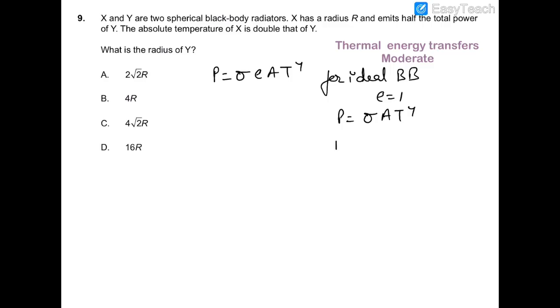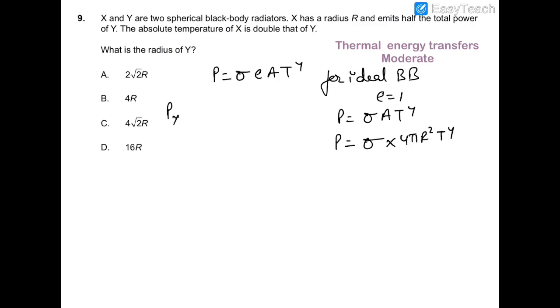So first of all, let us see the formula which is used in this question. That is sigma E A T to the power 4. And for ideal black bodies, E is 1. So power will be sigma A T to the power 4. Now, if these black bodies are spheres, so we can say that the area will be 4 pi r square T to the power 4.